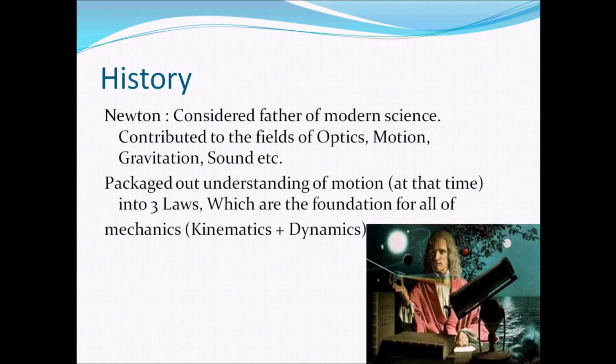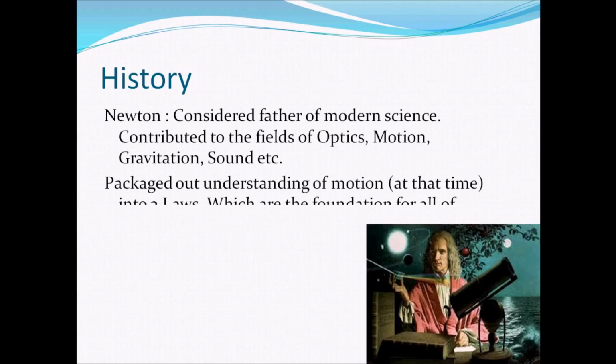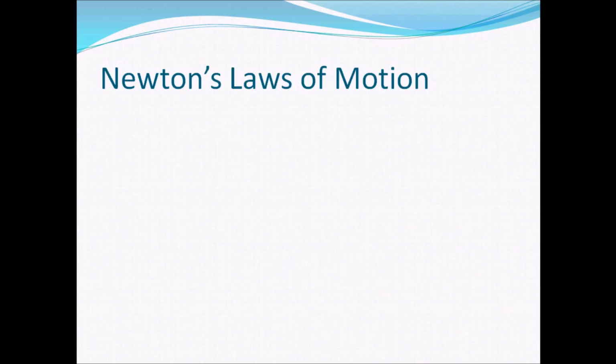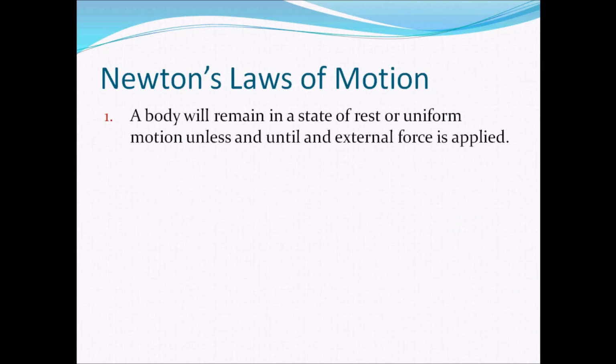Newton came many years after this, and he is considered by many to be the father of modern science. By the age of 25, he had made numerous contributions in many wide fields in both mathematics and physics. He is considered to be one of the founders of calculus, and not only that, he contributed to the fields of optics, motion, gravitation, sound, and many more.